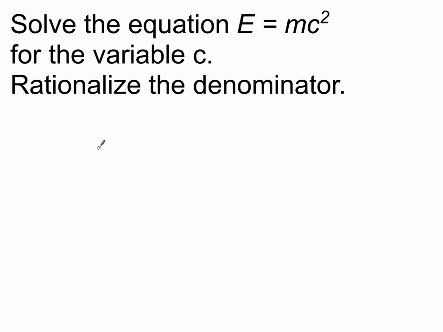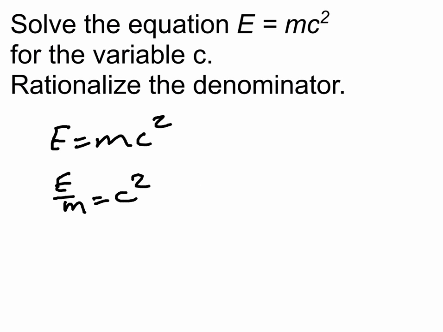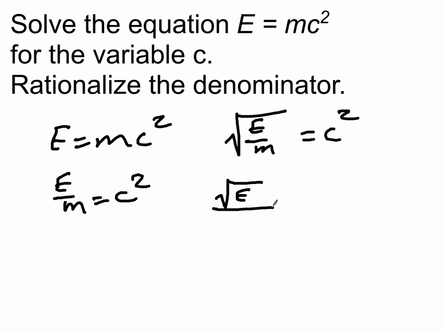So if you have e equals mc squared, we're going to solve this for the variable c. The first step would be to divide by m on both sides, and you would get e over m equals c squared. Then the next step is to take the square root of both sides, and you get the square root of e over m is equal to c. But now it wants us to rationalize the denominator. So I'm going to rewrite this as the square root of e over the square root of m is equal to c.